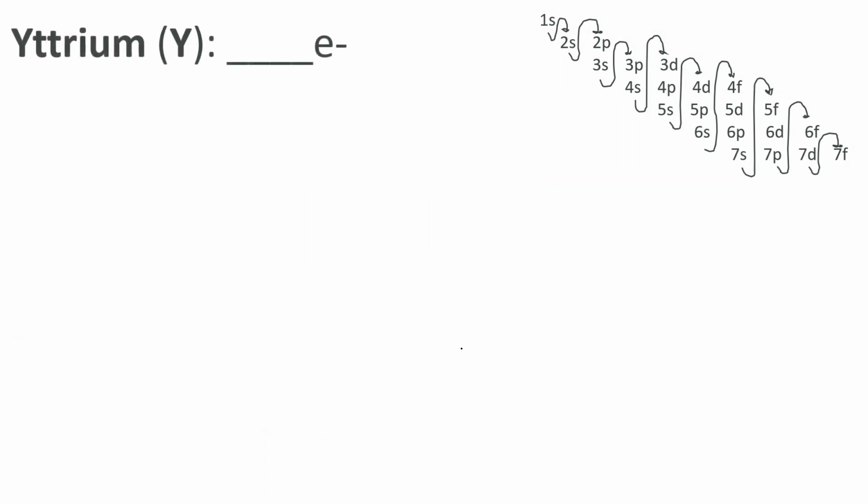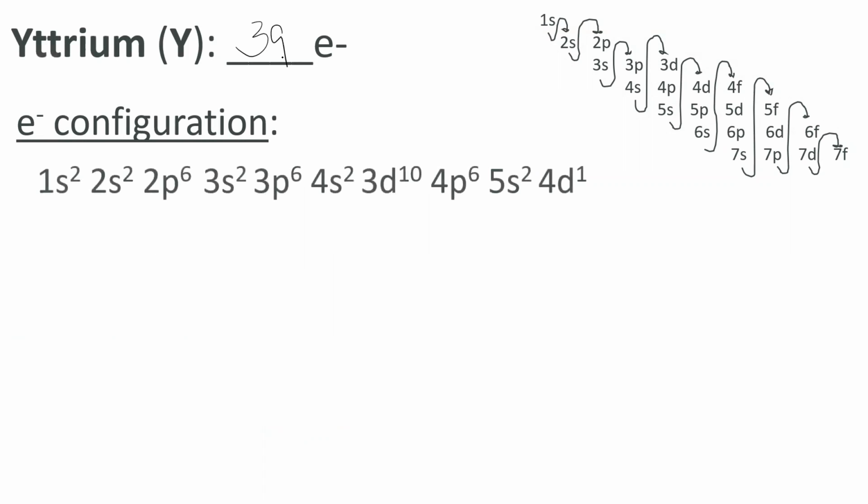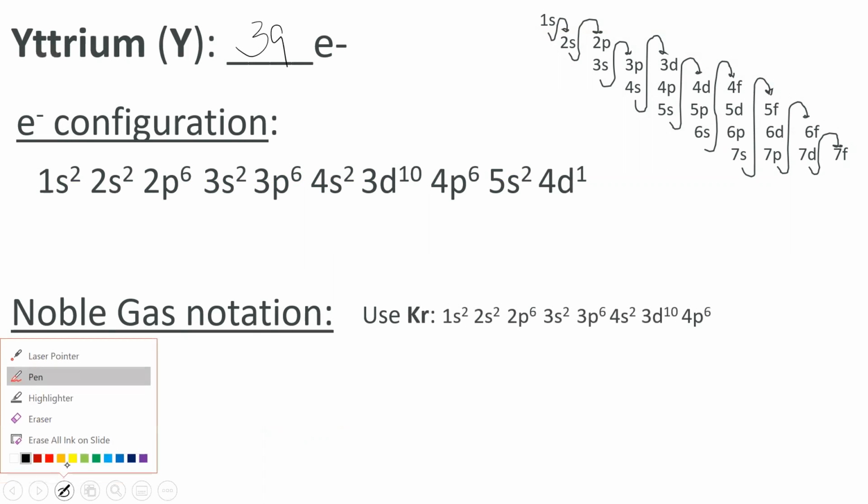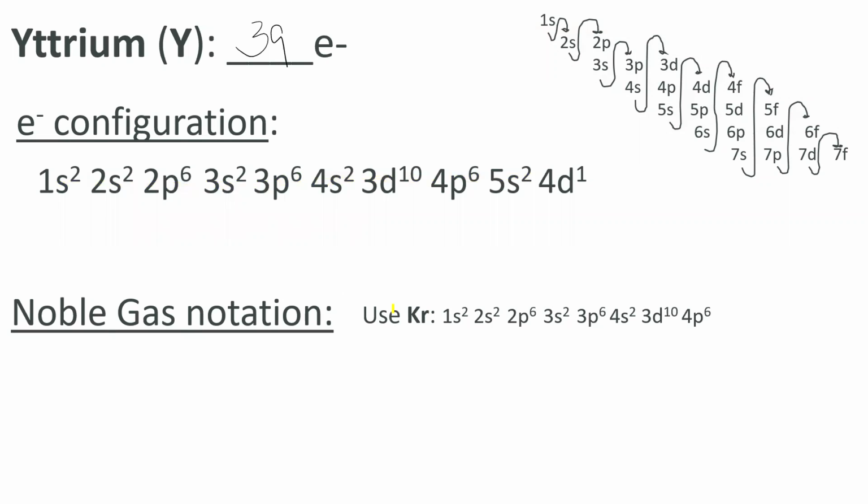Try yttrium. You also did this one. I'm doing ones you've done before. You should have their electron configurations in your notes. This is yttrium's. The noble gas that comes before it is krypton. Krypton's electron configuration goes up to 4p6. So I'm going to highlight up to 4p6. That is taken care of by the bracket.